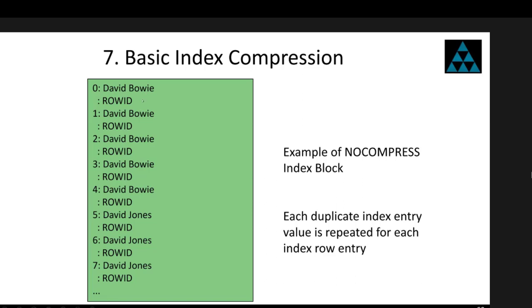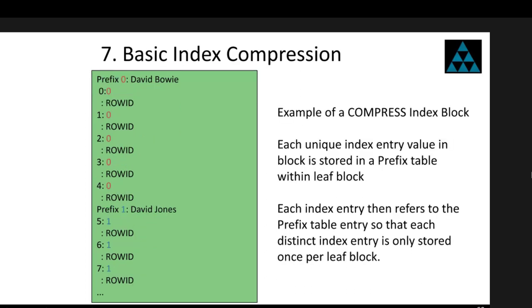So with basic compression, what Oracle does is deduplicate the index entries within a leaf block. Effectively, Oracle creates what's called a prefix table. So for David Bowie, that's the index entry. For the following row IDs, they're all David Bowies. I don't have to store David Bowie again and again and again. Store it once within the leaf block, and then I can reference all the following row IDs to be David Bowies. I've got a new index entry, David Jones. Store it once, the following row IDs are all David Jones. And because I'm not storing the same index entry again and again, I don't have to store as much data inside my index. I don't need anywhere near as many leaf blocks potentially.